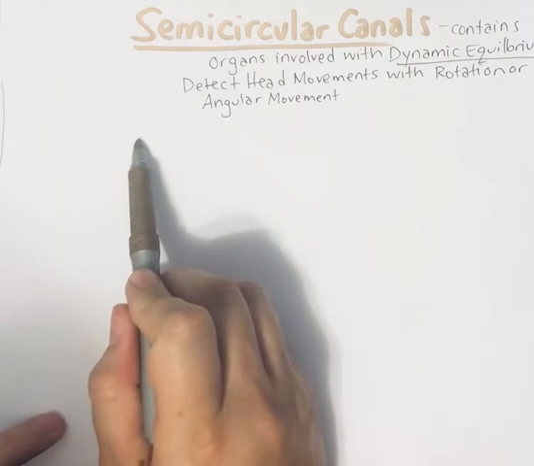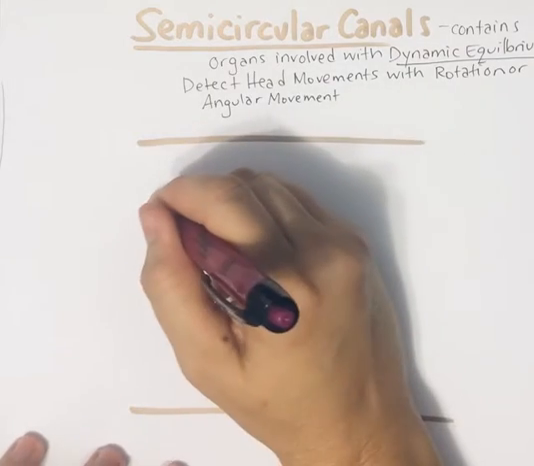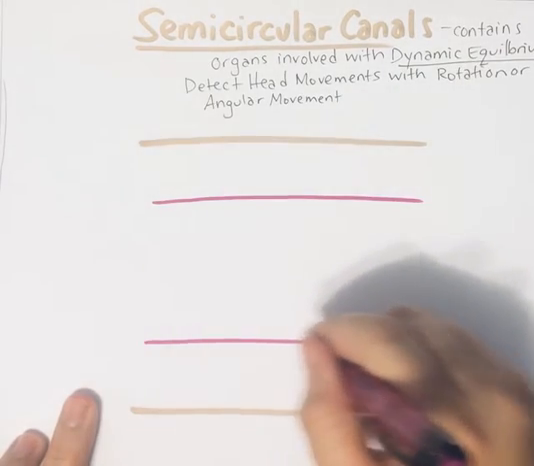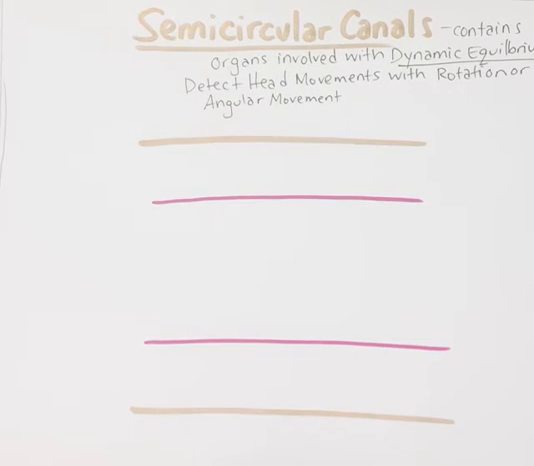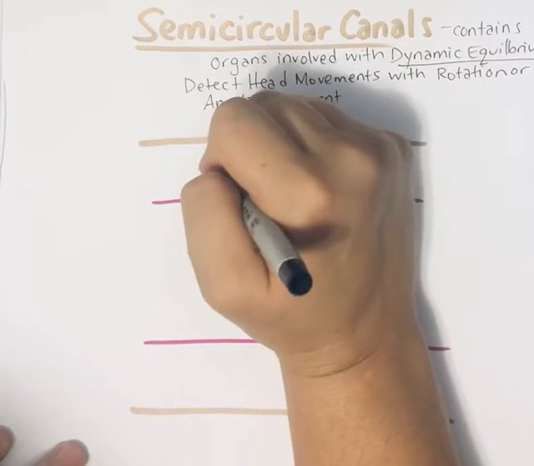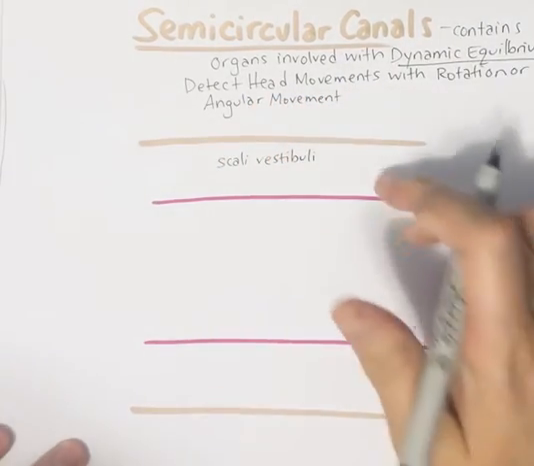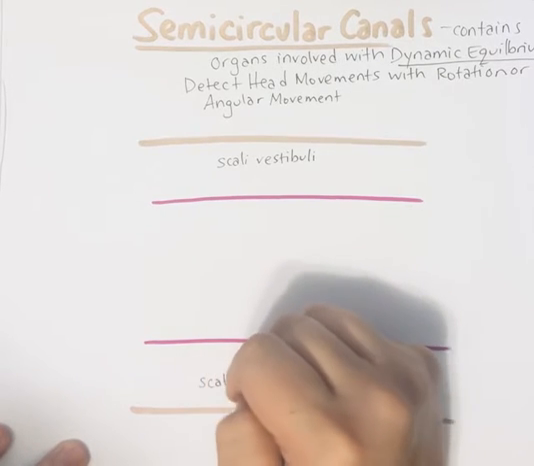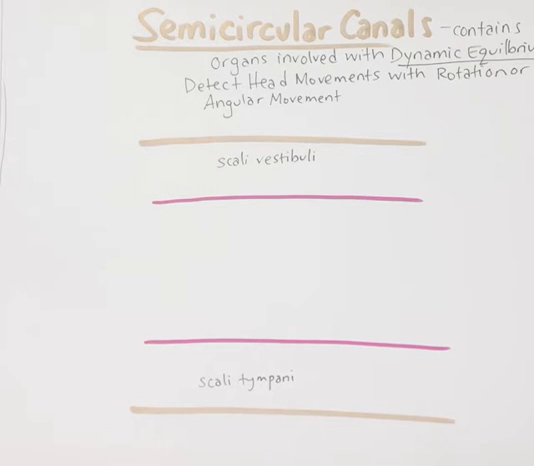So we always start with our 3 layers. So you have your scala vestibuli, you're also going to have your scala tympani. You're still going to have your membranous labyrinth. So each one is going to have a different membranous labyrinth, but everything else is pretty much the same. So you can always say that the superior chamber is scala vestibuli, which is part of the osseous labyrinth. The bottom one is the scala tympani, osseous labyrinth, which has perilymph. However, your membranous labyrinth is different in each one.